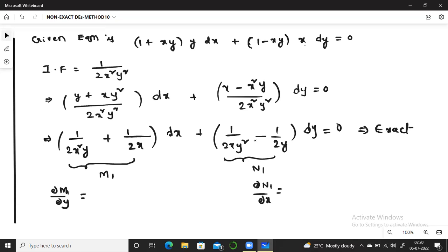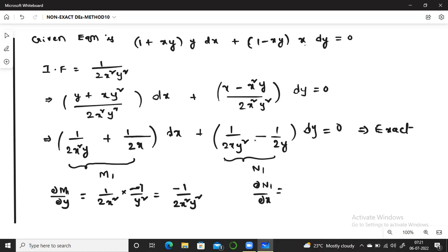With respect to y, 1 over 2x squared is constant. Differentiation of 1 by y means minus 1 by y squared. Minus 1 over y squared, it means minus 1 by 2x squared y squared. Second term, with respect to y, x is constant, so the second term is 0. So I'm not writing it. So ∂M1/∂y is this value.